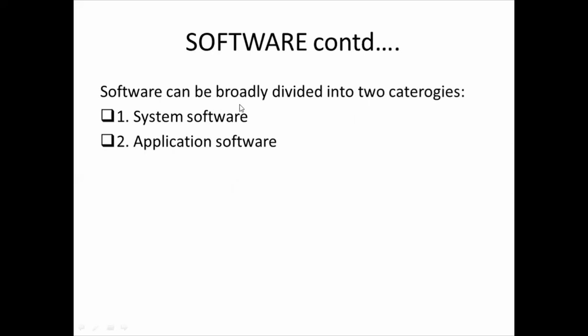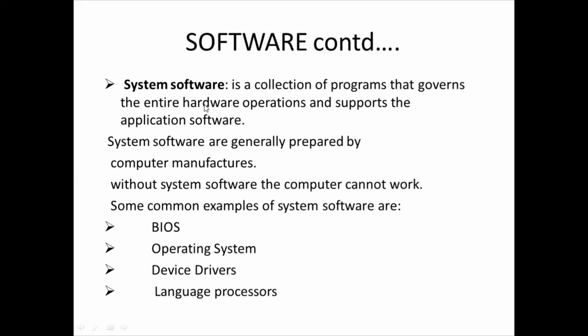Then the software can be broadly divided into two categories, right? That is system software and application software. Now let us see what the system software is. It is a collection of programs that governs the entire hardware operations and supports the application software. So this system software is a collection of programs wherein it is controlling the entire hardware operations as well as the application software.